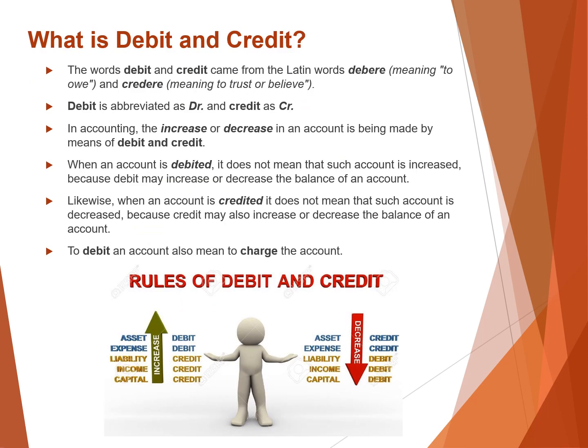So what is debit and credit? Debit and credit comes from Latin words. Okay? Debit is debere, meaning to owe, and credit is credere, which means trust or belief. Debit is abbreviated as DR and credit as CR. So, yan ang kanilang abbreviation.